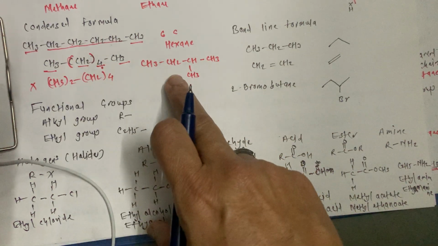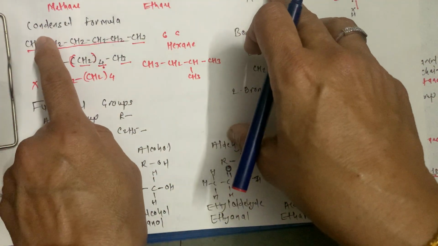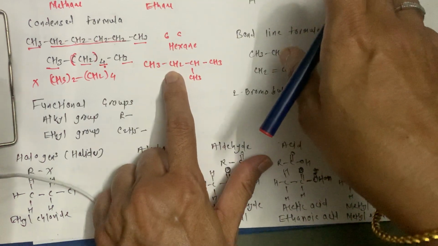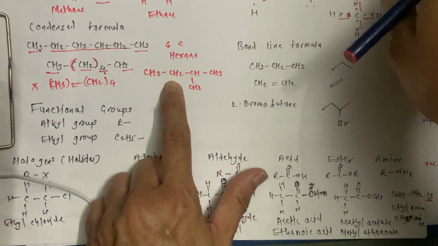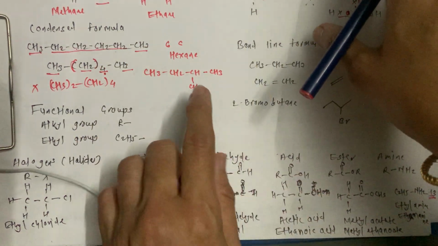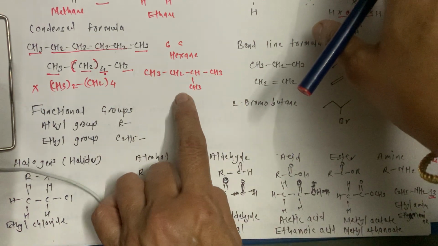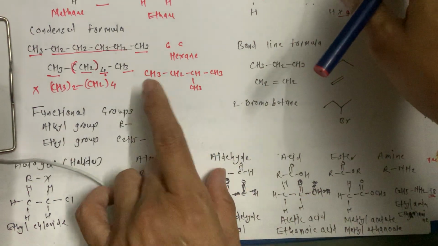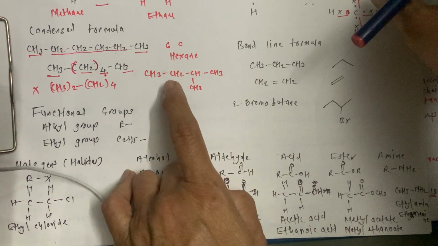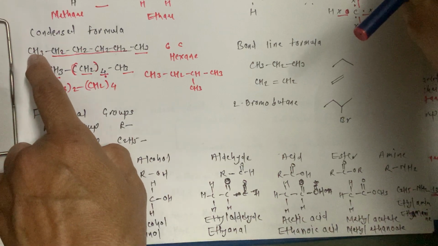Okay, this is one more example. You have to understand where we can write a condensed formula and where we cannot. This is very important. And when we cannot, then we have to write it as it is: how the branches are given, what the ends are, we have to write as it is. So this is CH3, CH2, CH, CH3, CH3. We cannot write a condensed formula over here, but we can write a condensed formula here.